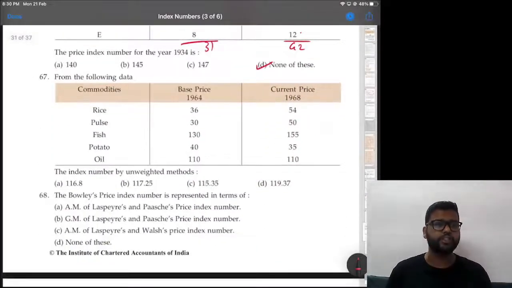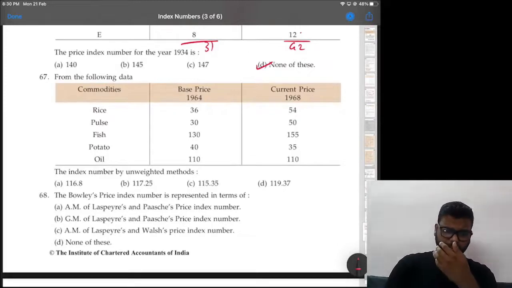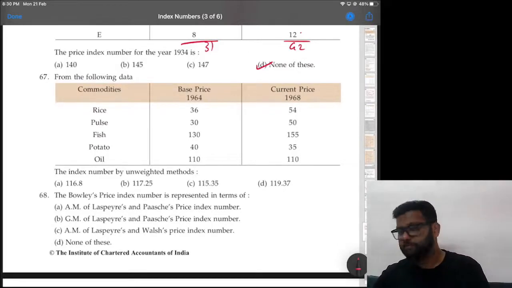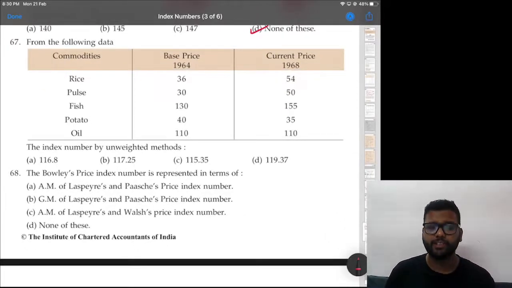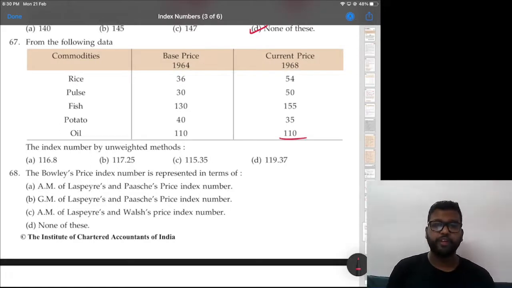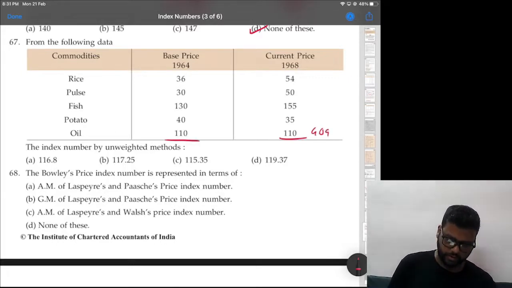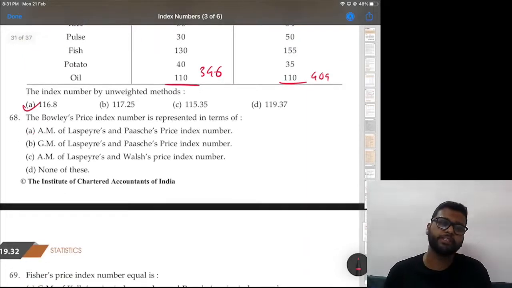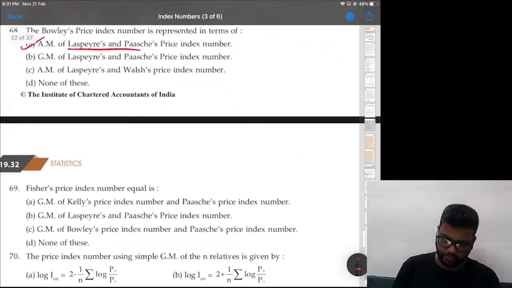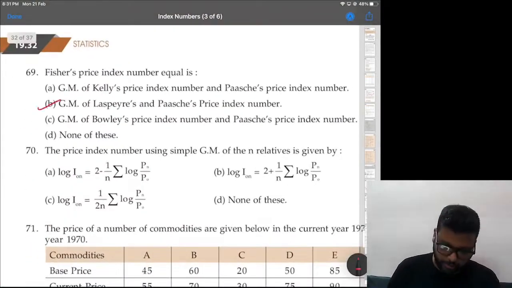Next, 67. Index number by unweighted methods. Again, let's use simple aggregative. Total 54, 50, 155, 35, 110, 404. Total 36, 31, 30, 40, 110, 346. 404 by 346 into 100 gives us 116.76. So A is the correct answer. 68. Bowley's price index number is arithmetic mean of L and P, so A. 69. Fisher's is geometric mean of L and P, so B.